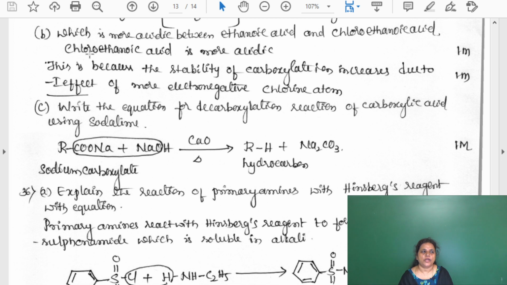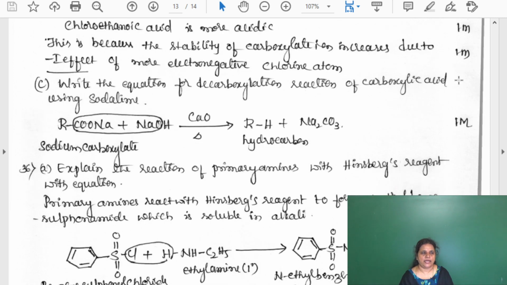Chloroethanoic acid has a chlorine atom, which exerts a negative inductive effect and increases the stability of the anion of ethanoic acid, which is called the carboxylate ion. So the stability of the carboxylate ion increases due to the negative inductive effect of the more electronegative chlorine atom, so chloroethanoic acid is more acidic. Which is more acidic carries 1 mark, and why carries 1 mark. Give reason carries 1 mark.